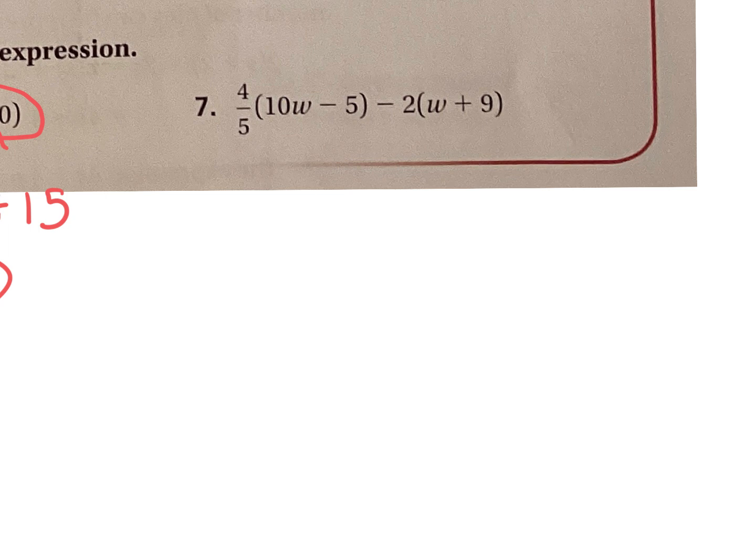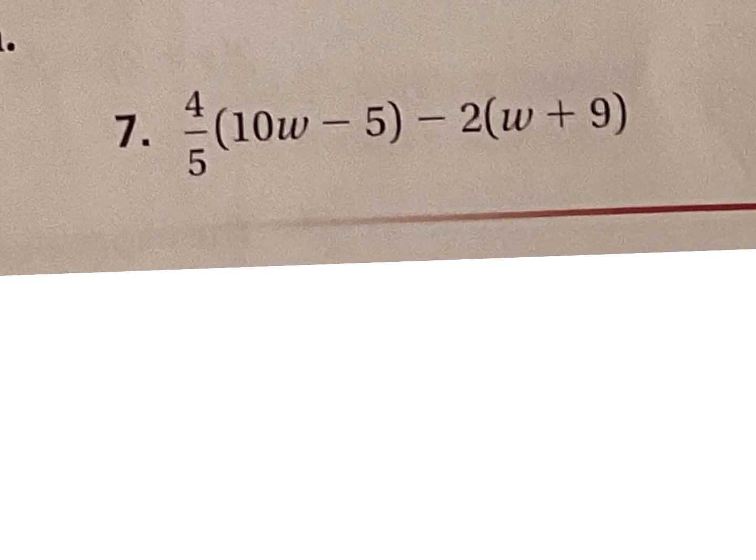Let's do this one right here. This one has a couple different distributive property things going on. So I see that it's 4/5 times this and times that. And then we're going to put that together with that's negative 2 times w, negative 2 times 9. So let's do, it's all multiplication.